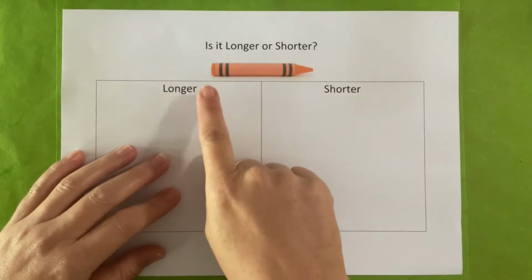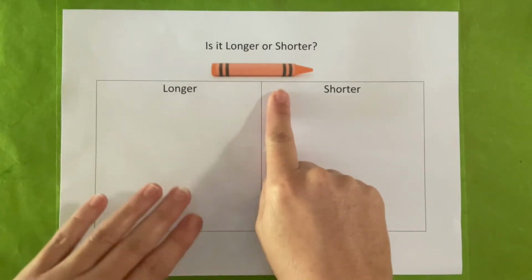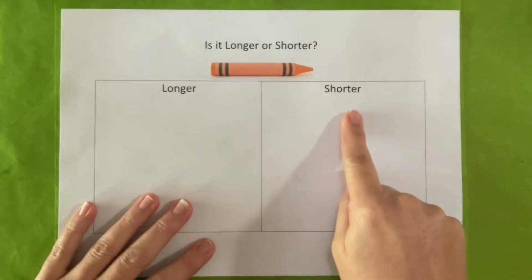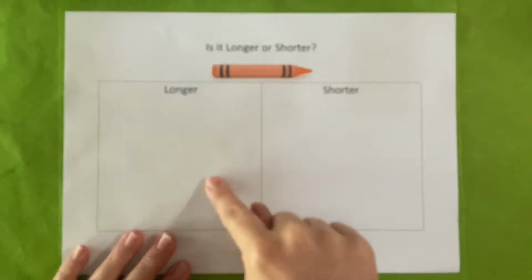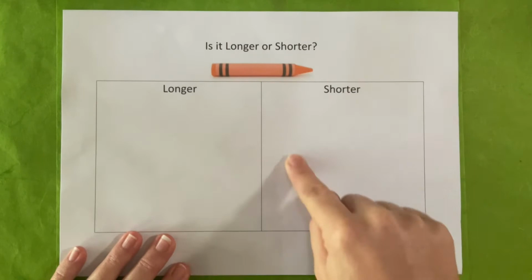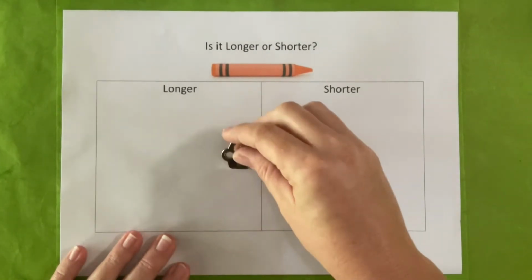Here is a crayon on my piece of paper, and we are going to use this picture of the crayon to compare lengths of different objects to decide whether the object is longer or shorter than the crayon. If the object is longer, it will go in this column. If it is shorter, it will go into this column. Let's start with our first object, a key.